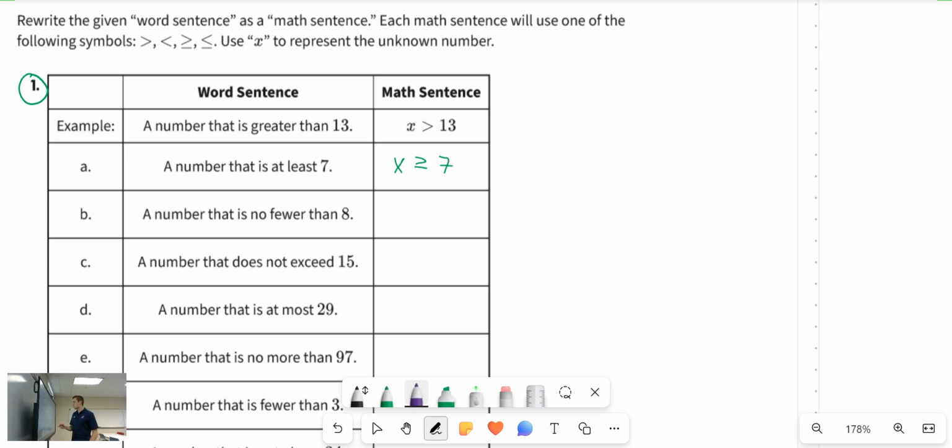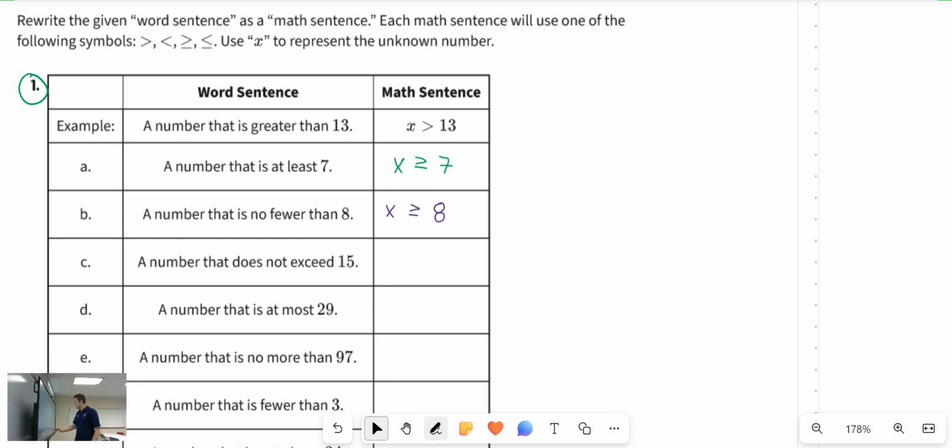We'll switch colors. A number that is no fewer than 8. All right. So again, a number. And no fewer than 8. Well, let's use our siblings idea again, right? I have no fewer than 8 siblings. Well, if I have no fewer than 8 siblings, can I have 8 siblings? Yeah, I could have 8. Could I have 9? Well, 9 is no fewer than 8. So yes, I could have that. So again, we are going to have greater than or equal to, because I could have 8 siblings, and that is no fewer than 8. So no fewer is actually the same as saying at least. So X is greater than or equal to 8.